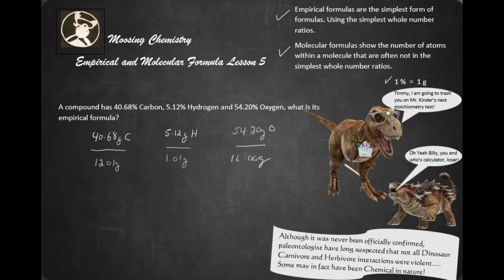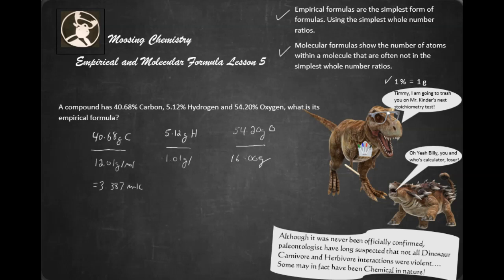So what we're going to do is convert this into moles. So 40.68 grams of carbon divided by 12.01 grams of carbon per mole, of course. That's going to give me 3.387 moles of carbon.